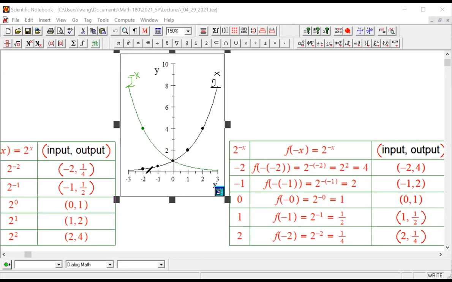So what is that point on the green curve, but on the other side? What is that green dot? -2, 4. From here on the other side, that would be 2 and then a quarter. That's right, 2, 1/4 right here. You see, it's kind of tweaked. This one is here, -2, 1/4, and this one is over here. Do you guys see that?